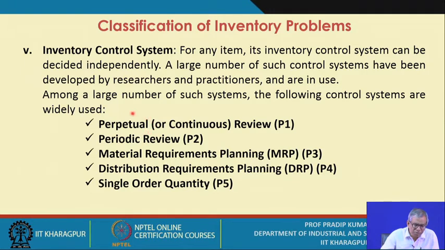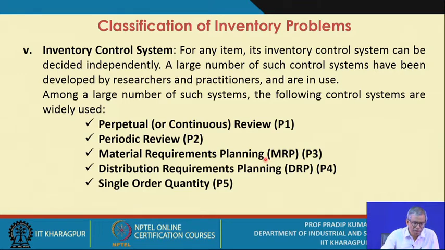So the first system is called perpetual. Just please note it down. Later on we'll discuss in detail. Perpetual or continuous review system. This is one kind of system. Next one is the periodic review system. For many kinds of items, this periodic review system is followed. Then we have the material requirements planning or MRP system. There are many versions of the MRP system, and you will come to know later on that mainly the MRP system is recommended specifically for WIP type of inventory.